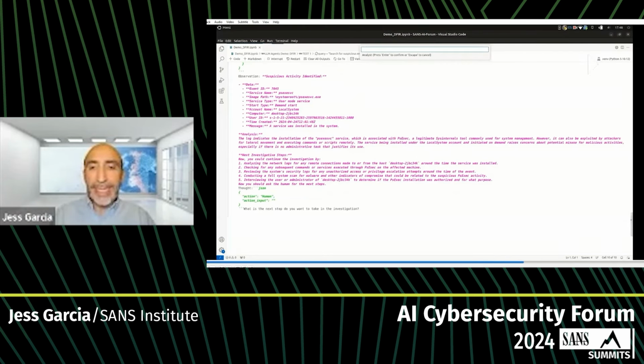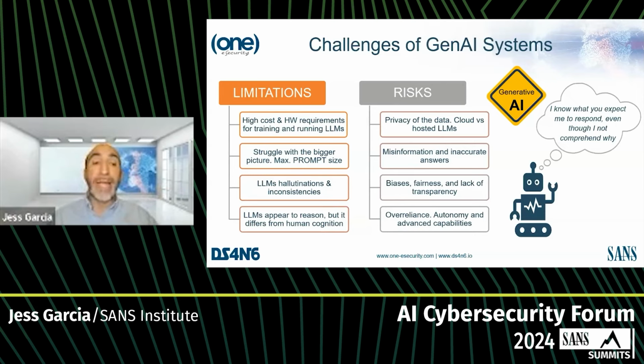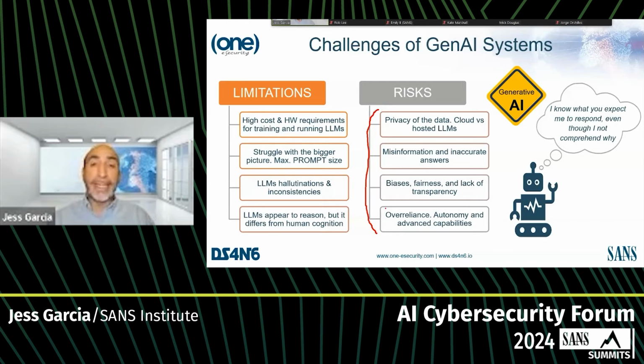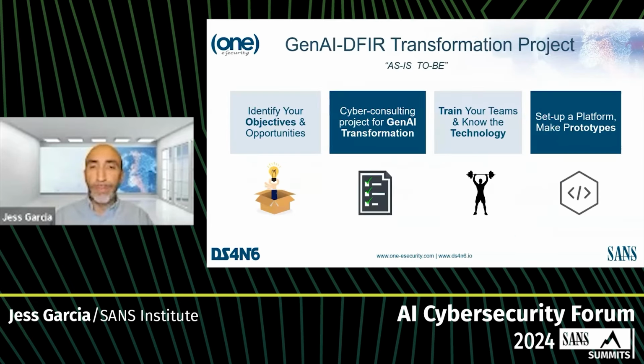Just to close, take a look at the limitations in terms of what the AIs can and cannot do, being especially careful about not completely trusting the AI. It can sometimes have hallucinations and inconsistencies, so you need a human to oversee the process, and there are risks in terms of privacy, misinformation, biases, etc. Things that you have probably seen in the real world.